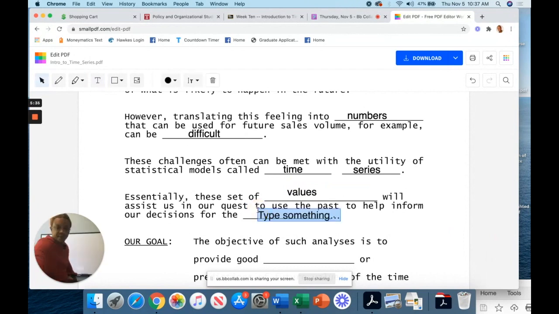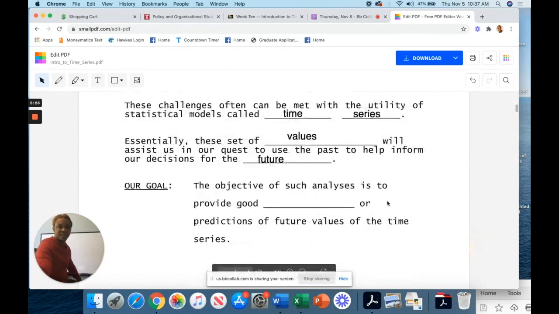Okay, but we're going to find out doing this method, time series, we're going to do some predicting in the future. It's kind of sort of what we do with regression, but when we see how the data is presented, you'll kind of see what that's going to mean. So again, the objective of such analyses is to provide good forecasts or predictions of future values of the time series. Again, I know none of this probably makes any sense right now.